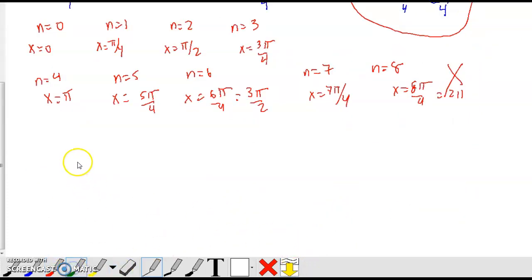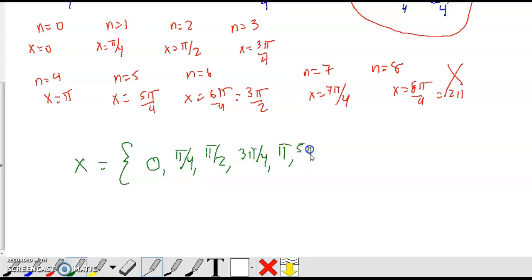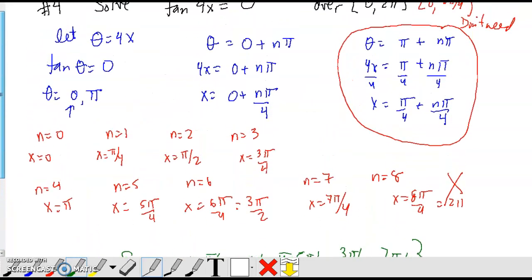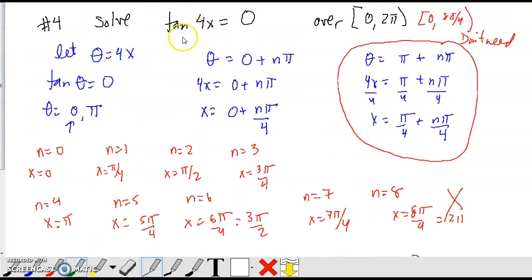So all of my answers, let me write them in order. So 0, pi over 4, pi over 2, 3 pi over 4, pi, 5 pi over 4, 3 pi over 2, and 7 pi over 4. Notice how many answers we got. 1, 2, 3, 4, 5, 6, 7, 8. We got 8 answers. And notice what number we had in front of our tangent. We had a 4, right?